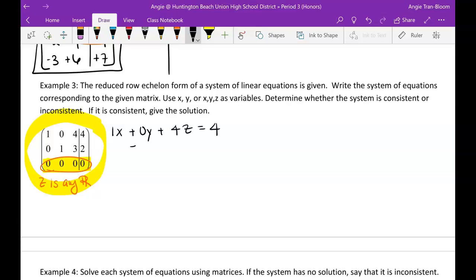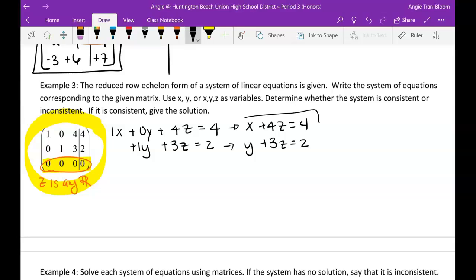0x plus 1y plus 3z equals 2. But I don't want to write the 0 in there, so this is really technically x plus 4z equals 4. This is still the same, but I'm not going to write the 1. So this is going to be y plus 3z equals 2. Because the last row of this matrix is all zeros, I don't have to worry about it.